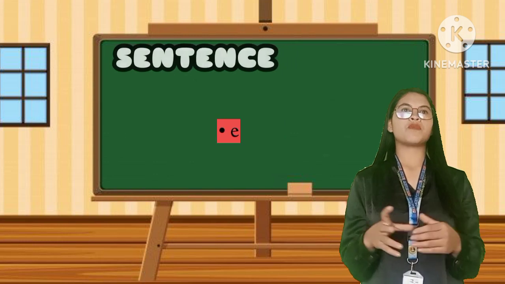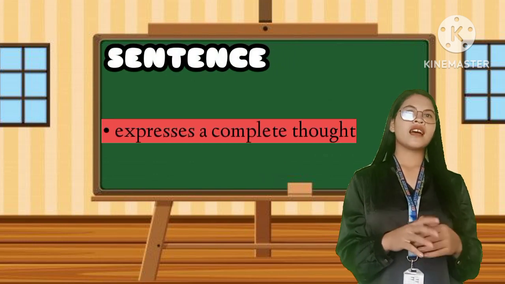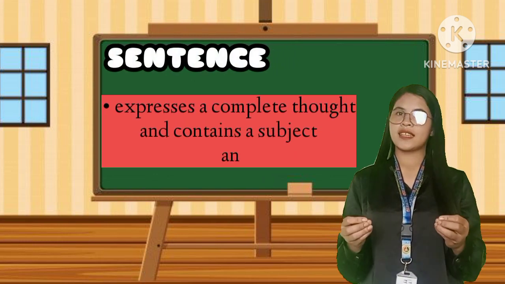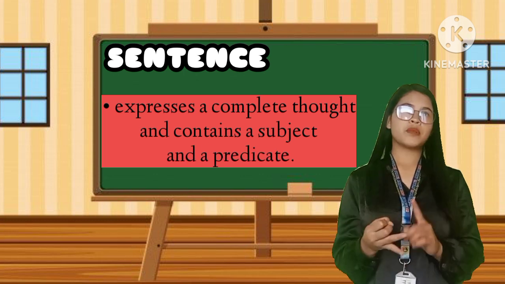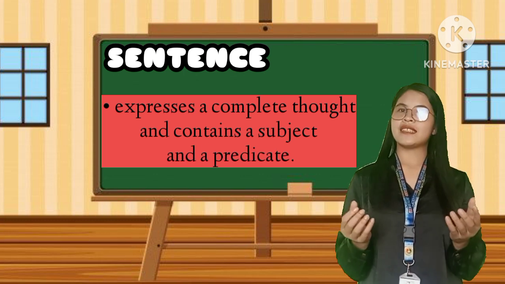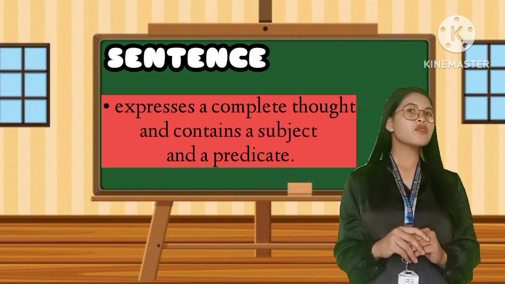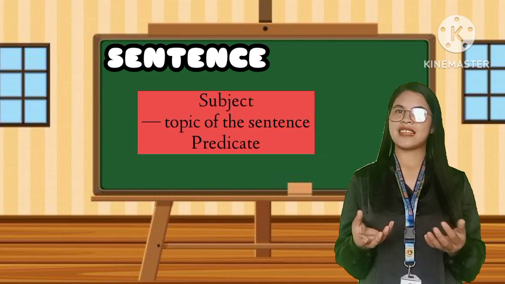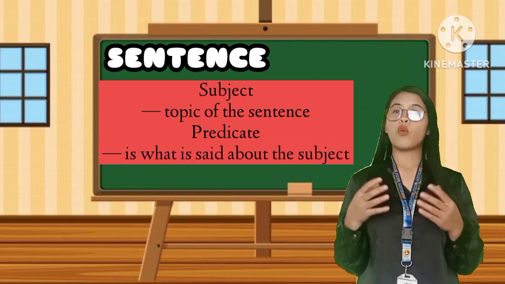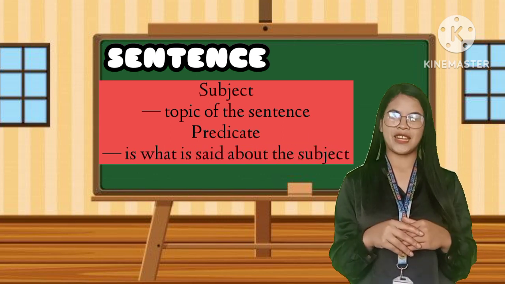A sentence expresses a complete thought and contains a subject, which is either a noun or a pronoun, and a predicate, which is either a verb or a verb phrase. The subject is the topic of the sentence, and the predicate is what is said about the subject.